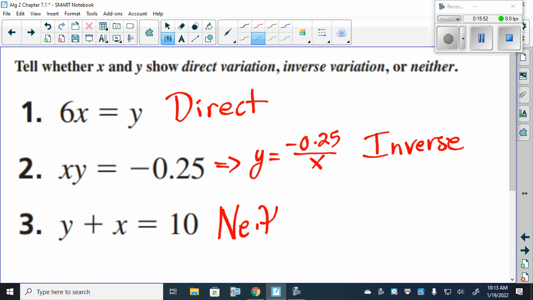And number three would be, and what's the big giveaway? The addition. Yep. So really the big giveaway with any of these here is if there's addition or subtraction, it's automatically neither. Any other questions on this here?